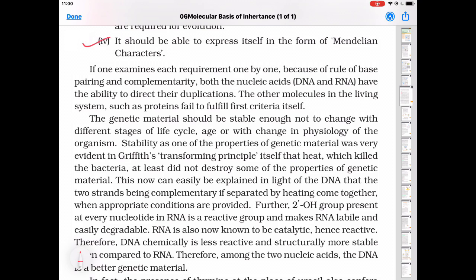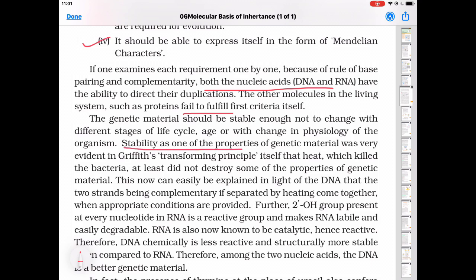Both the nucleic acids, DNA and RNA, have the ability to replicate, but proteins fail to fulfill this criterion. So DNA and RNA can act as a genetic material, but protein can't. The genetic material should be stable enough not to change with different stages of the life cycle, age, or with change in physiology of the organism. It should not change with outer circumstances. Stability is one of the properties of genetic material.